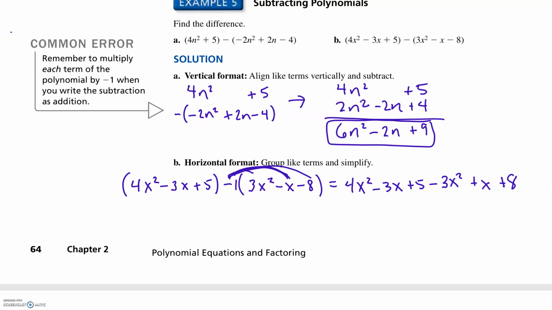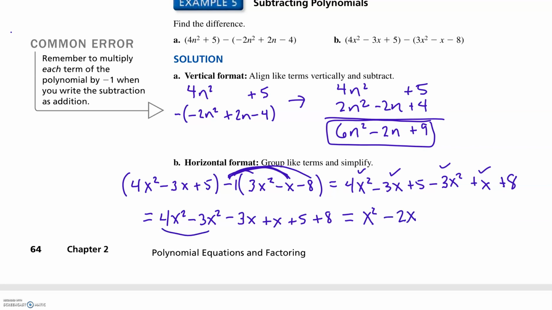And then we'll move things around a little bit so the like terms are right next to each other. There's my 4x squared and my negative 3x squared. There's my minus 3x and my plus x. And then a plus 5 and a plus 8. Make sure you didn't lose anybody. 4 take away 3 is 1. So we have 1x squared, but we'll just write x squared. We have negative 3x and x, which is negative 2x. And 5 and 8 add up to 13, and we are done.